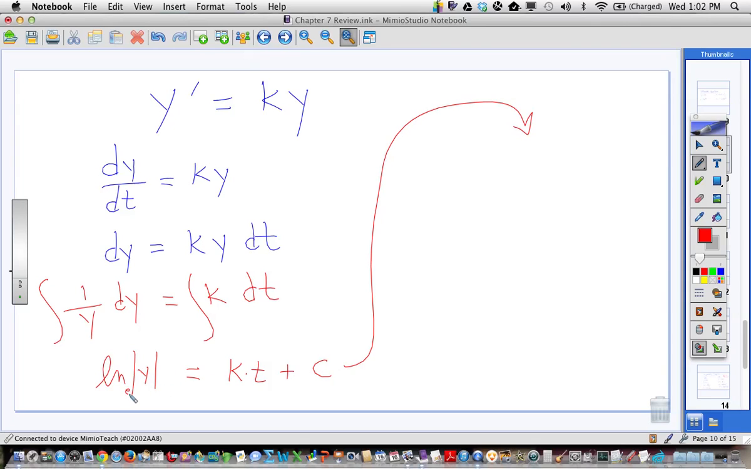This is an e, right? This is a base e. E raised to that equals the y. So the y, we don't care about the absolute value now because this will always be positive anyway. E to the kt plus c, that'll always be positive, so no problem. And so we have that.